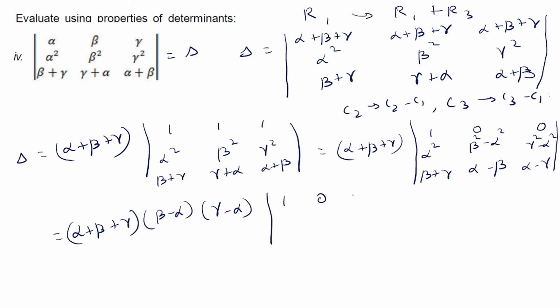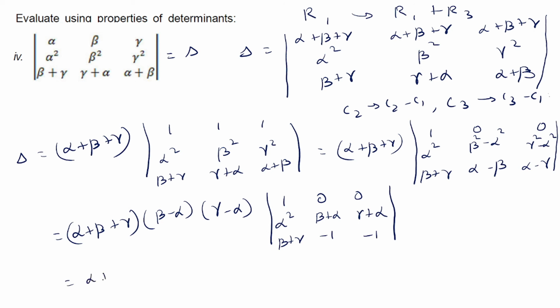and here the first column remains the same. Second column, here we will have beta plus alpha, and here minus 1. Third column, we have gamma plus alpha and minus 1. Now we can expand along R1 because there is only one element here, the other elements are 0. So it will be easy for us to find the value.